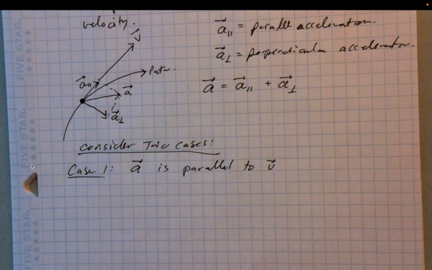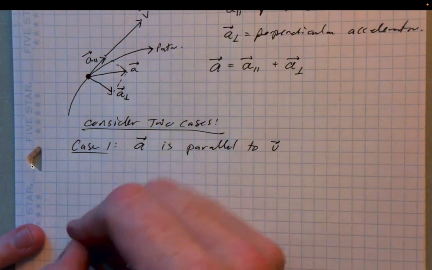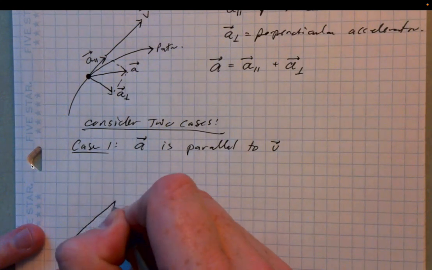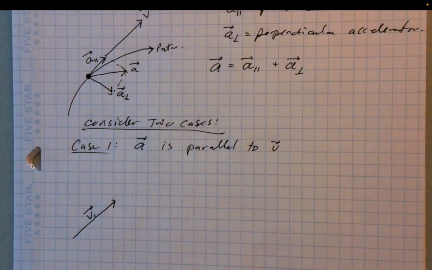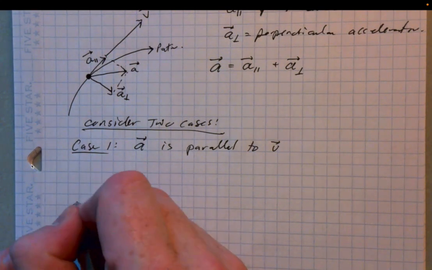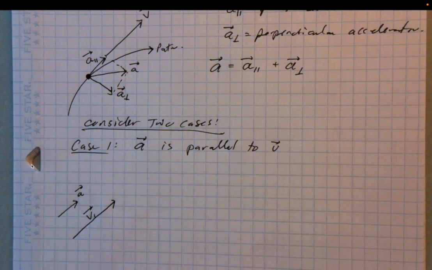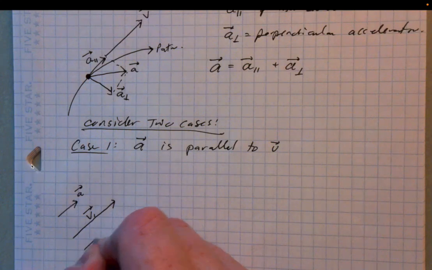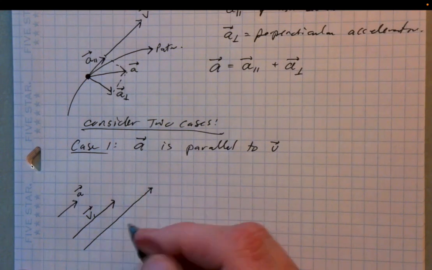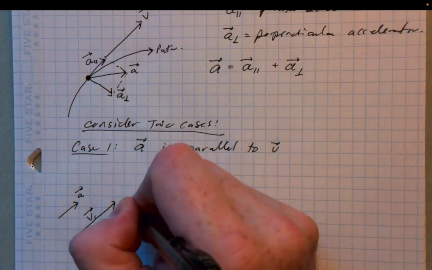Right, so the acceleration is 100% parallel to the velocity. So what does that look like? Well, I've got some velocity vector here, and I've got acceleration in the exact same direction. If this is my initial velocity, what's my velocity after some time interval going to look like? Well, it's going to be the same direction, identical direction, but just longer.